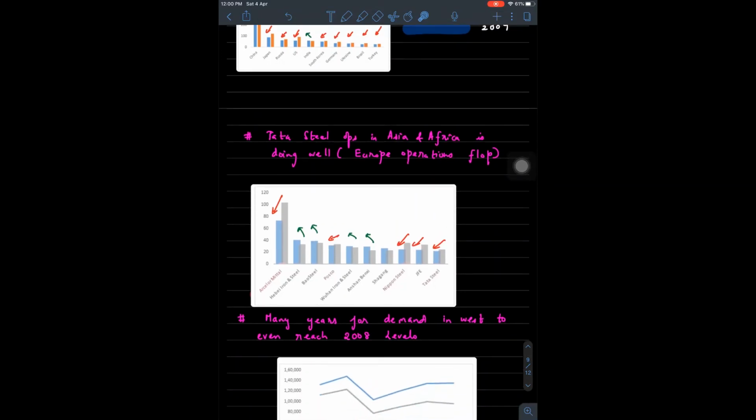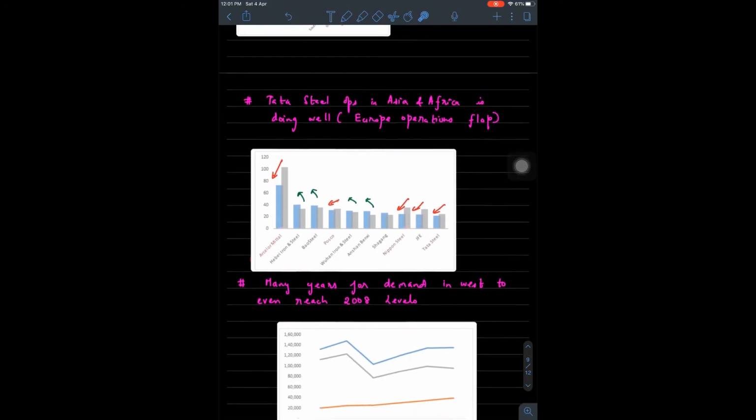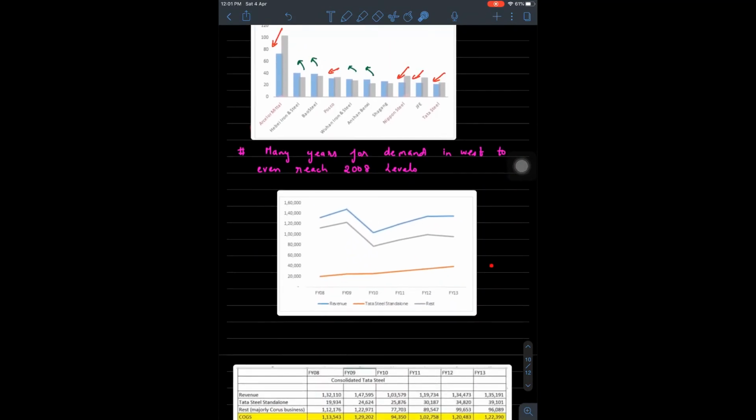Even Tata Steel was manufacturing and selling more steel in India and Africa. They were exhibiting growth in this region. Unfortunately, our subject company's biggest bet was not in India and Africa, but in Europe, which was floundering. This massively affected Tata Steel and not only raised doubt about the acquisition, but questioned the very existence of the company. This particular graph shows the picture more clearly.